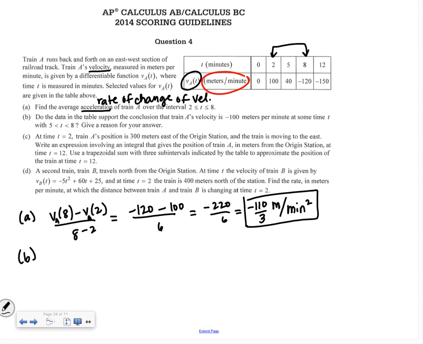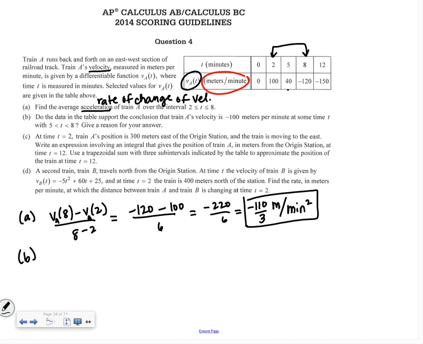Okay, so in this case, it's talking about train A's velocity. Velocity is what you were given. It's like your f of x. It's not asking for f prime to equal something, the derivative. It's not asking for the acceleration to equal something. It's asking for the actual value. So I think this is an intermediate value theorem. So let's talk about this.